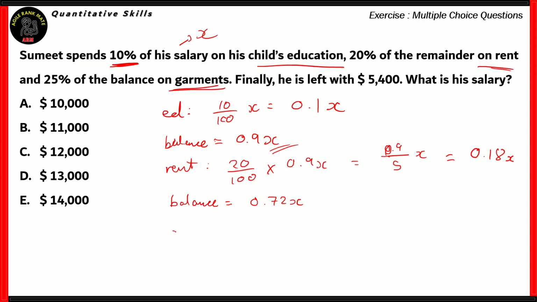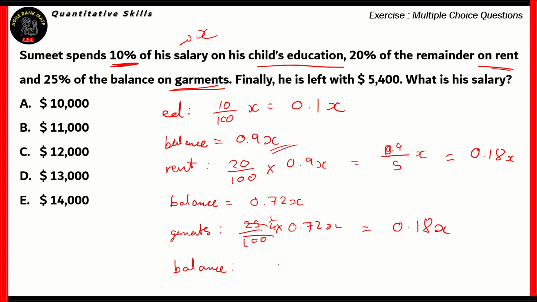So now for garments, he will now spend 25%. So that's 25 by 100 times 0.72x. 25 by 100 is the same thing as 1/4. So therefore 1/4 of 0.72 is equal to 0.18x. So 18 times 4 is 72, so that's how 25% of 0.72x is 0.18x again.